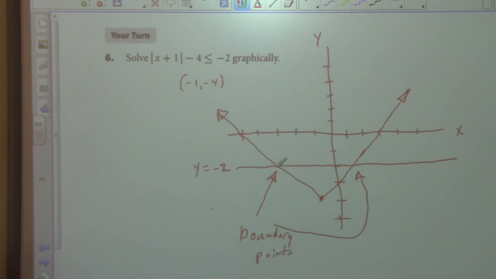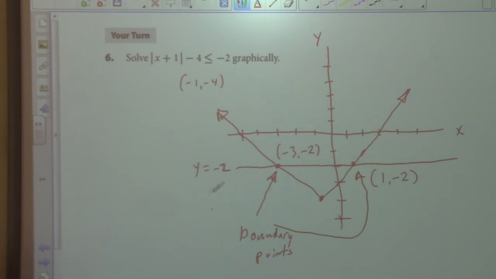So I think this one here is supposed to be at -3, is that right? So I think that's -3, comma -2, and this one over here is easier to locate. This one's going to be 1, -2, is that right? Yeah. So there's 1, -2, here's -3, -2, and we say less than or equal to, so where would we find our solutions? In the middle. So we're going to find the middle section right here would be our solutions.